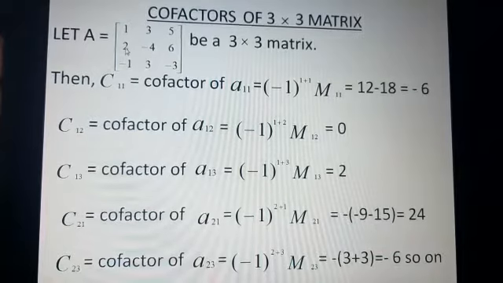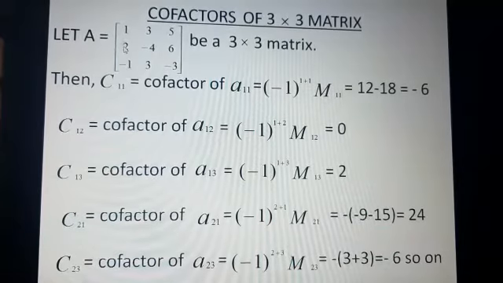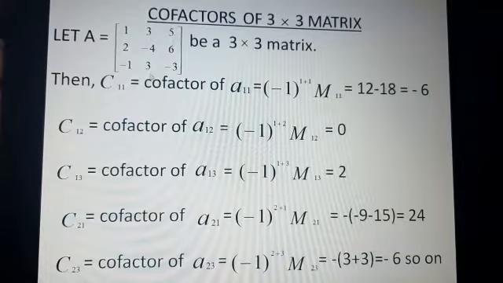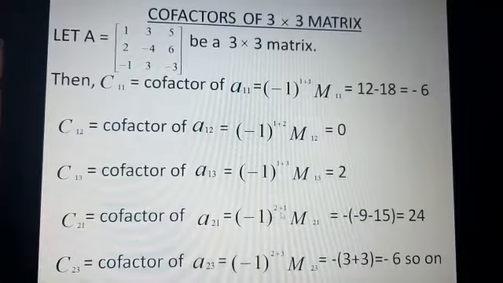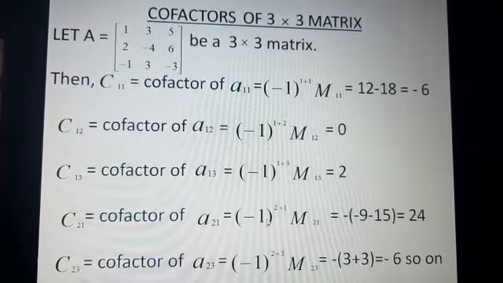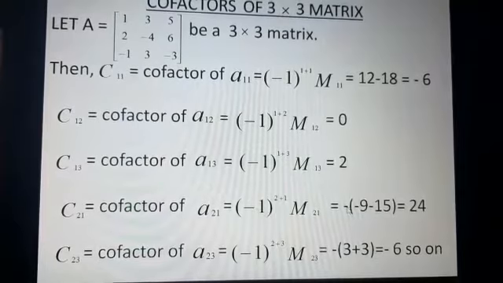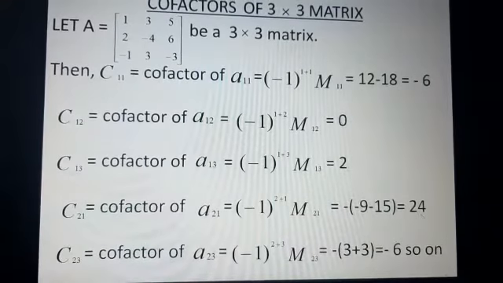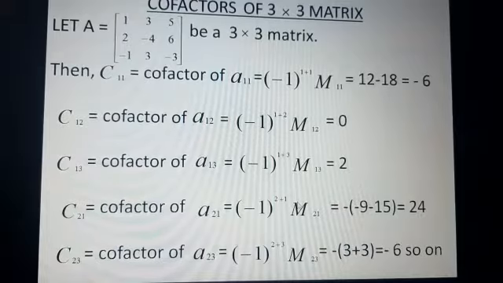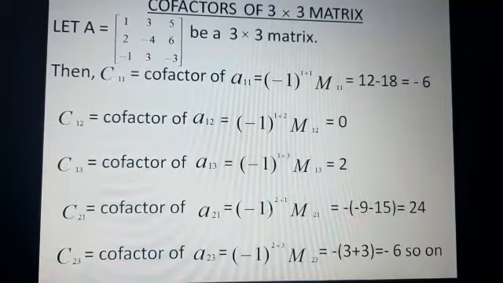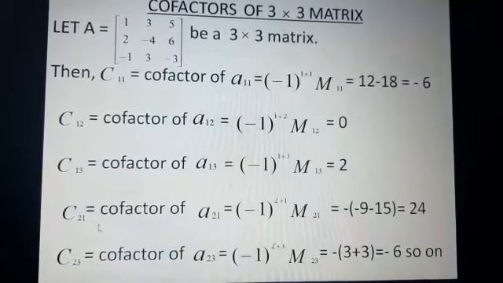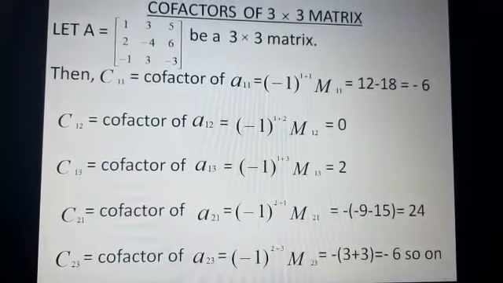If I find C21, I will leave the first column and the second row. So I will get this determinant 3, 5 and 3, minus 3. So it is minus 9 minus 15, that is minus 24. But because the power is 2 plus 1, that is odd, I will get the minus sign, and I will get the value 24. So here you can see C21 and M21 are not the same. M21 will be minus 24 and C21 will be plus 24, because it is the odd position 2 plus 1. So we are getting cofactor and minor having different signs.